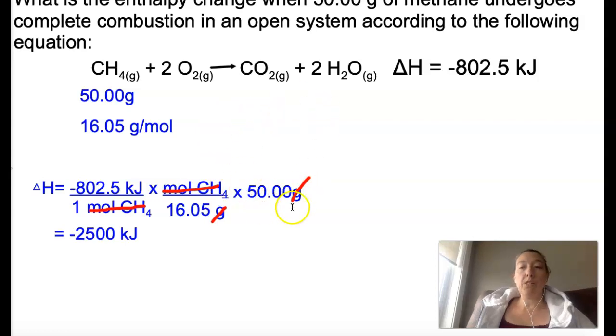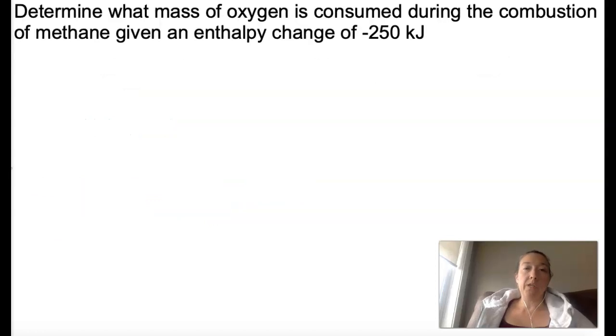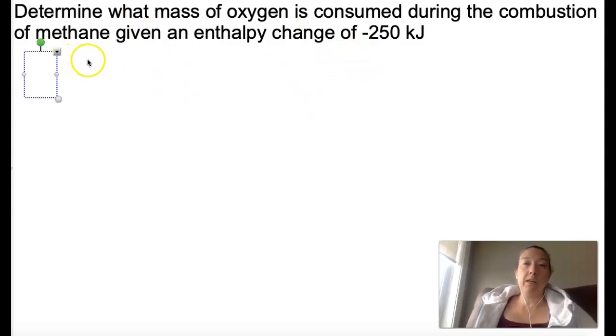So pretty common type of question. You have to be able to recognize that you can calculate delta H from a thermochemical equation by generating a ratio using that enthalpy change along with whichever chemical in your equation they have given you information for, okay? You also can kind of work backwards. So the next question is still linked to that one. Determine what mass of oxygen is consumed during the combustion of methane given an enthalpy change of negative 250 kilojoules. So if we're looking for mass, we're obviously going to need the molar mass.